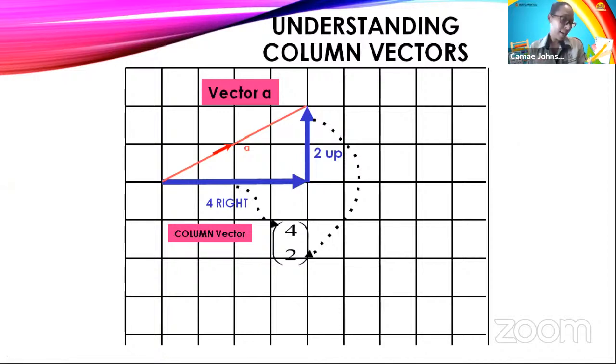All right, so looking at our vector here, 4, 2, and even looking at our representation here of vector A, we recognize that our 4 represents our horizontal movement. So it's 4 units to the right. And if we look at our arrowhead, we will see that it's going to the right. Now, when we take another look, we're recognizing that we go 2 units upwards, right? So it's 2 units upwards.